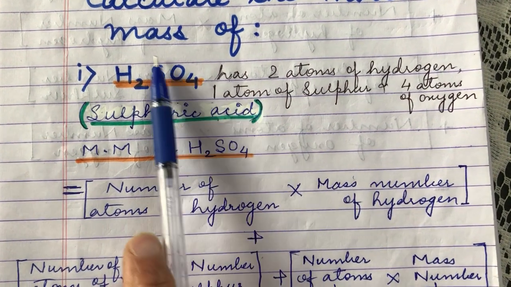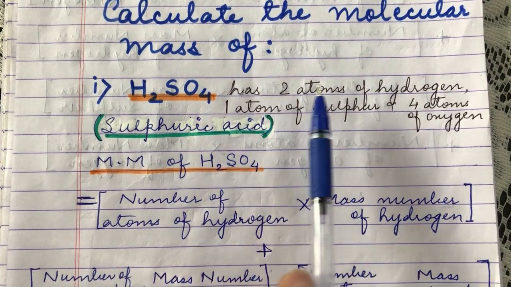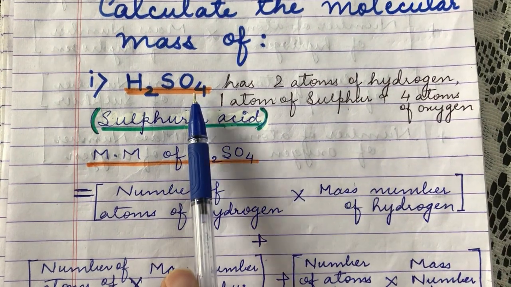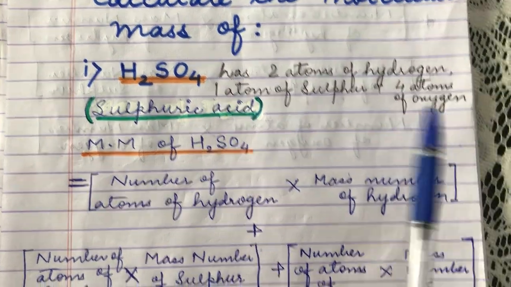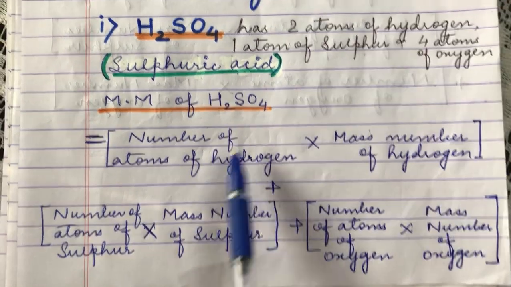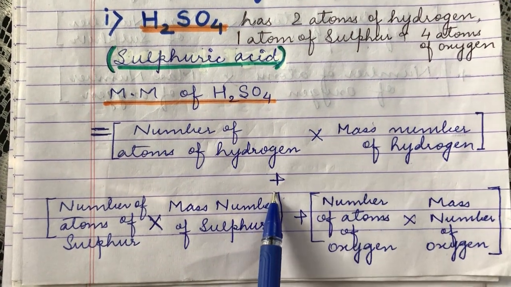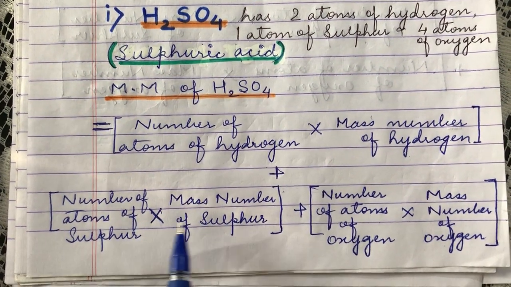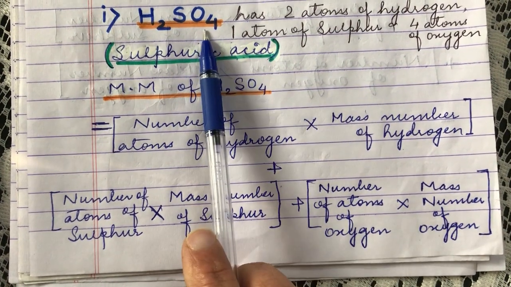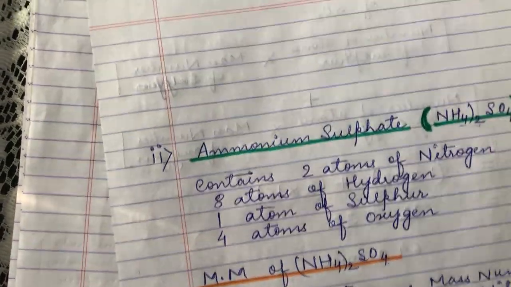Sulfuric acid. This is one molecule of sulfuric acid, and one molecule of sulfuric acid has 2 atoms of hydrogen, 1 atom of sulfur, and 4 atoms of oxygen. So to calculate the molecular mass of sulfuric acid, we will multiply the number of atoms of hydrogen by the mass number of hydrogen, plus the number of atoms of sulfur multiplied by the mass number of sulfur, plus the number of atoms of oxygen multiplied by the mass number of oxygen. So let us now calculate the molecular mass.